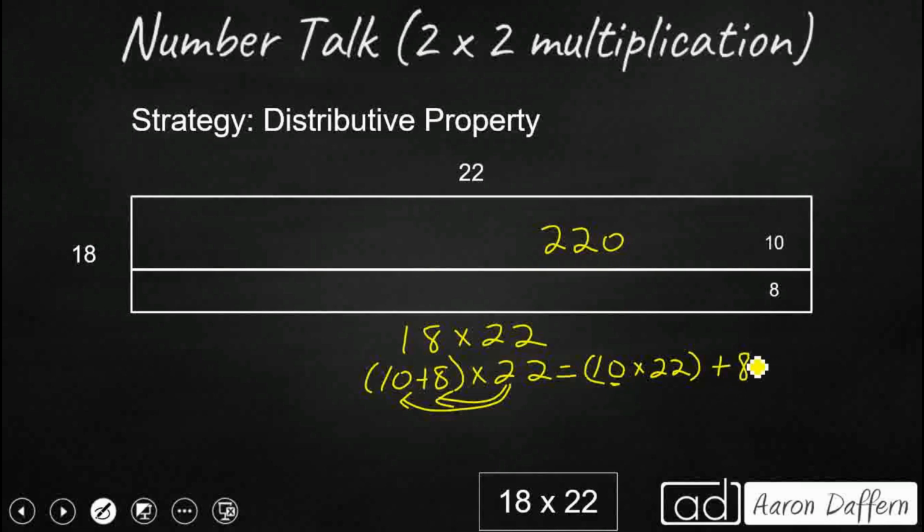Then we need to add the 8 times 22. A little bit of regrouping here. 8 times 2 is 16. 8 times 20 is 160, so that's going to be 176. And then we still get our answer of 396.